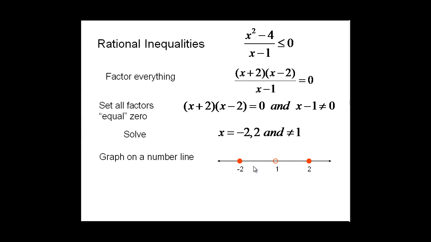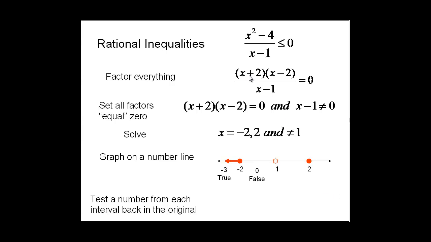Then we check all these intervals. Plug in negative 3 into this factored form right here, and you go back to the less than or equal to. You can go back to the original if you want to. I usually go back to the factored form. If I plug in negative 3, this turns out to be negative, this turns out to be negative, and that turns out to be negative. So 3 negative numbers is less than 0. That's true. Okay, then I pick a number between negative 2 and 1, which would be 0.